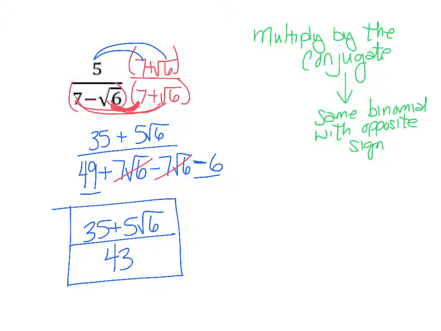Now something to look for as we try to reduce, before I box that in I should have talked about this, but when you try to reduce, since this entire fraction is being divided by the 43, the only way you can reduce is if the 35 reduces and the 5 reduces with the 43. And it doesn't in this case.